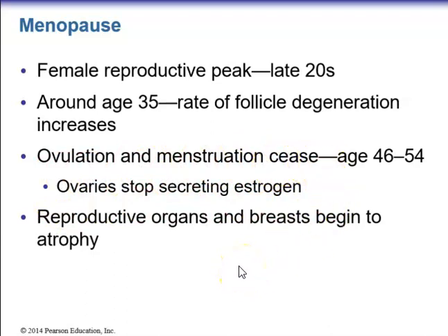And then reproductive organs as well as the breast begin to atrophy. So ladies, you need to use it or lose it. So that is the chapter on the reproductive system and the end of part 3.